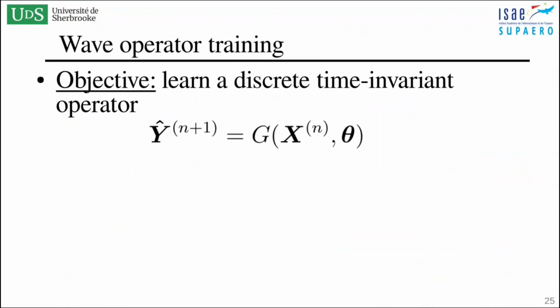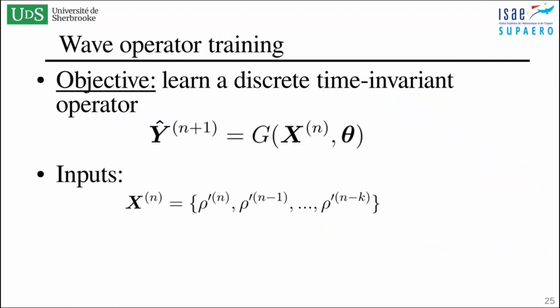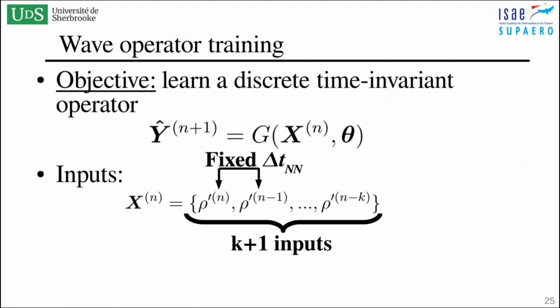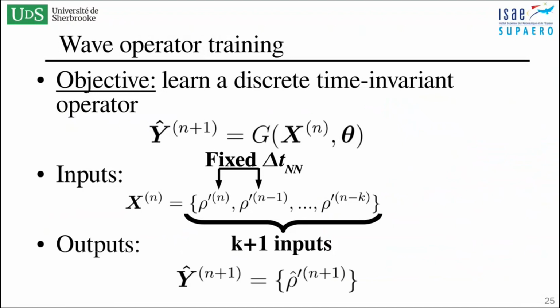Then the objective is to learn a time invariant discrete operator, as shown here, where the input will be a series of fluctuating density snapshots at different time steps. So it's k plus 1 inputs separated by a fixed time step, which we call delta t nn, and we will see here that it can be different than the lattice Boltzmann time step. For the outputs, we just want to predict the next time step of the fluctuating pressure field.